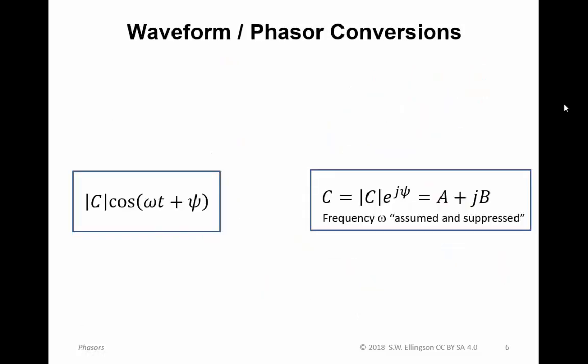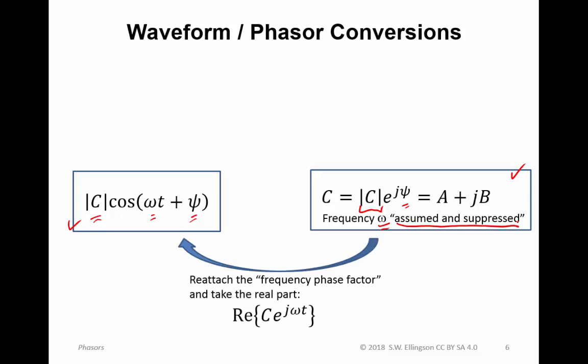Let's look at this whole process of conversion between sinusoidal waveforms and phasors a different way. So here I have a sinusoidal waveform, in fact every possible sinusoidal waveform, something which has a magnitude, something which has a frequency, something which has a phase. And here I've got the description of the corresponding phasor, namely that magnitude multiplied by e to the j psi, where the frequency omega has been assumed and suppressed.